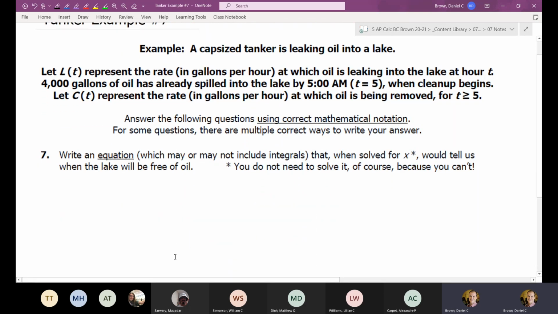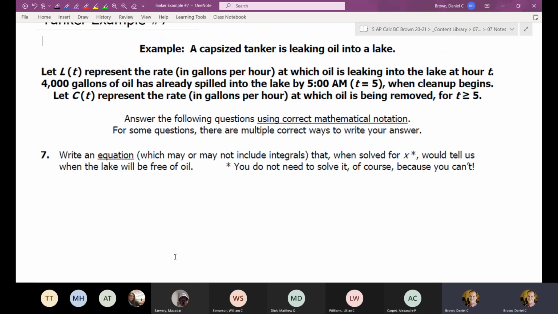Last one we have to write a statement for, and I'm going to have you try 8 and 9 on your own. This is a common part D for these questions, and it says write an equation. So again, we have to have an equal sign in there somewhere, that when solved for x would tell us when the lake would be free of oil. I've never seen a question where you actually had to solve the equations. They usually involve computer programs to solve, but you just can't solve them by hand. But we do want to take this text and interpret it into a mathematical statement.